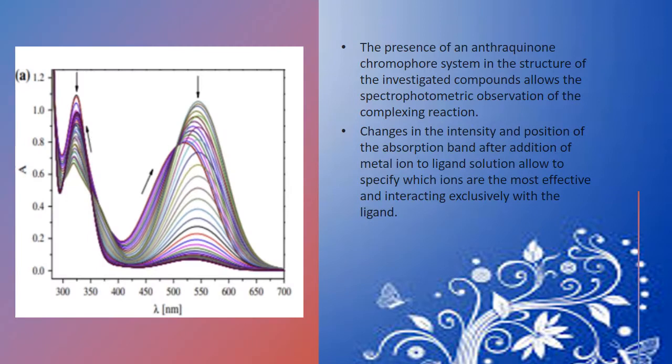This graph shows the spectrophotometric observations which are observed during the complexing reactions. The changes in the intensity and position of the absorption band after the addition of metal ion to the ligand solution allow us to specify which ions are the most effective and interact exclusively with the ligand. From this we determine that the group of metals such as copper, cadmium, iron, nickel, calcium, mercury, zinc and aluminium affects the absorption spectrum of the tested anthraquinone derivatives, and the biggest changes in the absorption spectrum of all the analyzed ligands were induced by copper, mercury and aluminium ions.